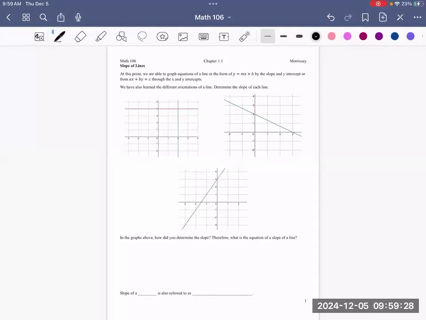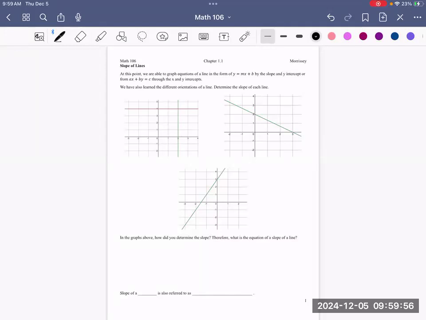Welcome to Math 106, Chapter 1.1, where we talk about slopes of lines. So at this point, we're able to graph a line of a function in the form y equals mx plus b, slope-intercept form. So it provides us the slope and the y-intercept. Or we also talked about the general form, ax plus by is equal to c, through the x and y intercepts. And that was back in Chapter 0.2.